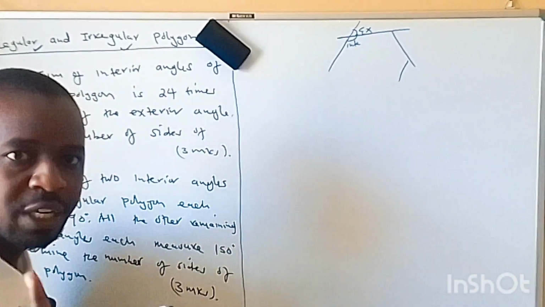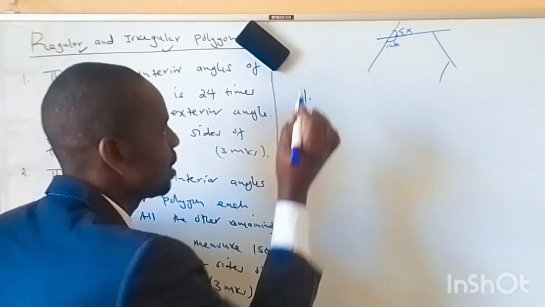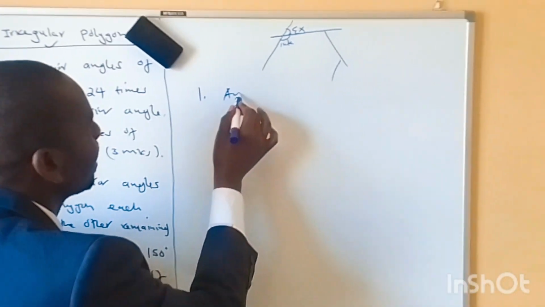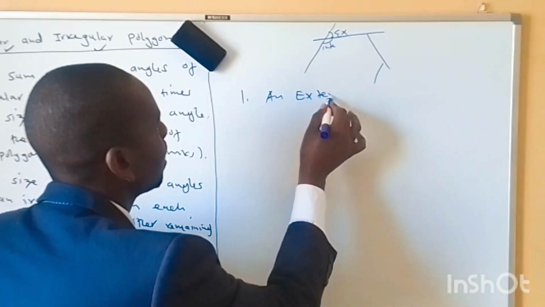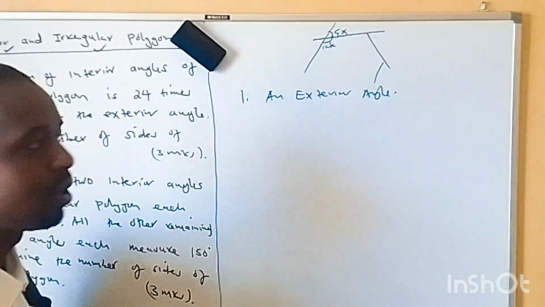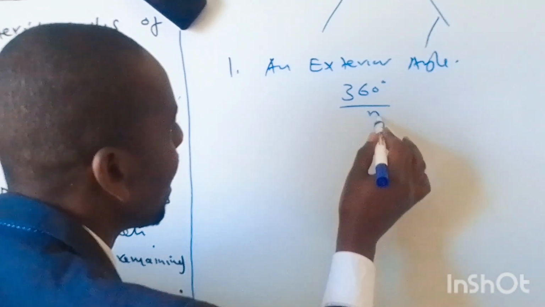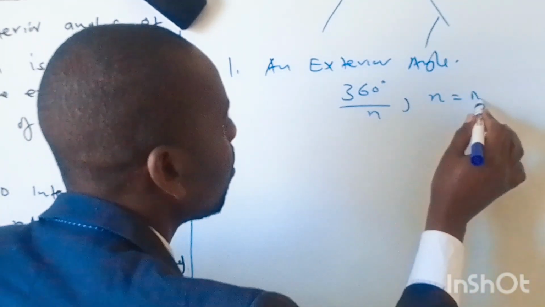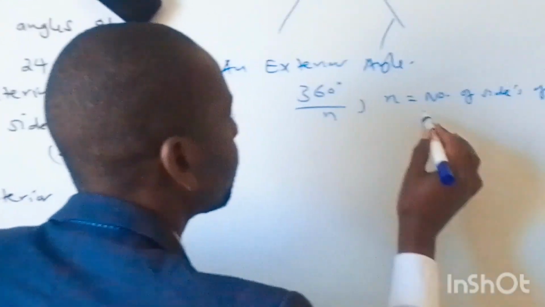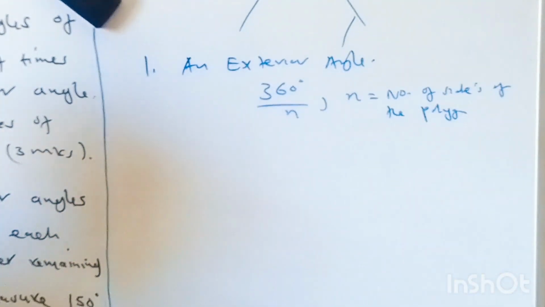So the question is, how can you determine one exterior angle? The first important thing you're supposed to know: to get an exterior angle, you take 360 degrees and divide by n, whereby n is the number of sides of the polygon, of any polygon that you are talking about.